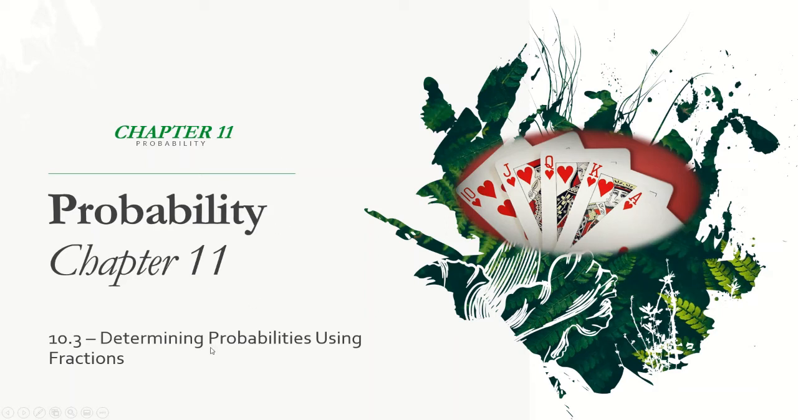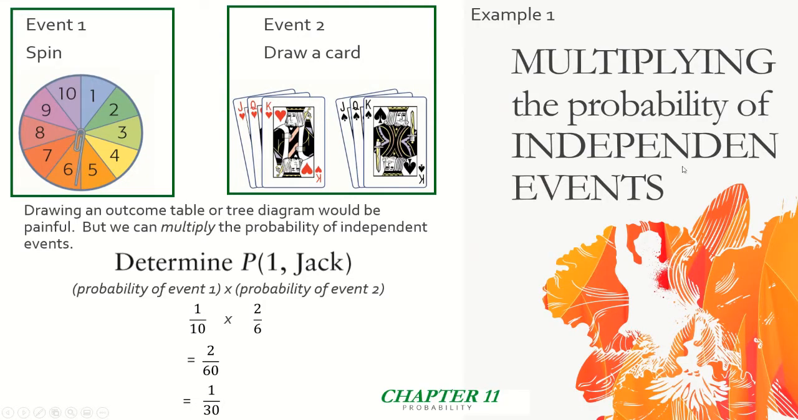On to determining probabilities using fractions. All right, so up to this point, we've only used tree diagrams or tables of outcomes in order to figure out the probabilities of different independent events. So two things happening that don't affect each other. Today, what we're going to learn is how to multiply the probabilities of one event by the probabilities of another event to make our lives a lot easier and calculate the odds of both of those things happening together.